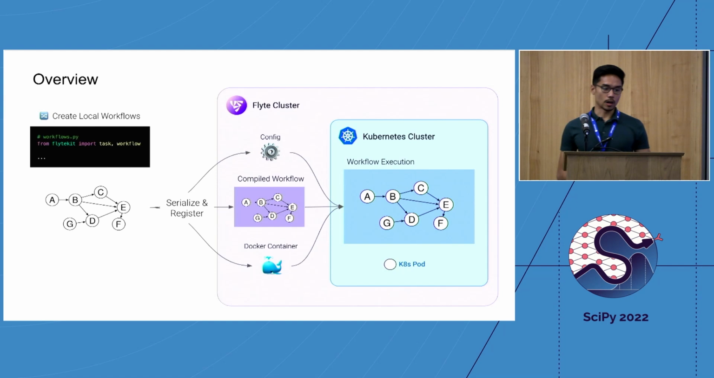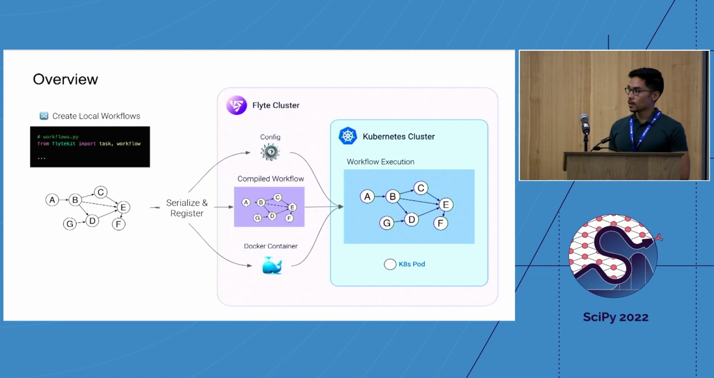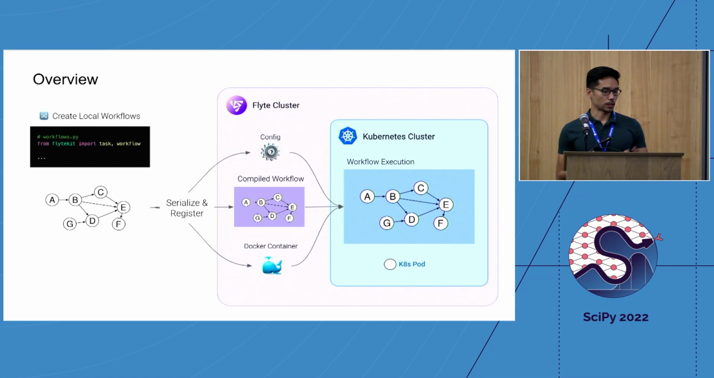All parts of this are open source, including Kubernetes, which Flyte is built on top of. When you serialize and register your workflows, you have some kind of compiled workflow, which I won't get too much into in this talk, but you can think of it as some kind of protobuf format that is strongly typed, and therefore you can statically analyze the graph to see if the pieces are compatible with each other. You also Dockerize your workflows and tasks, and you add some configuration here that I also won't get into. But once you've done these things, you can execute it on a Kubernetes cluster.